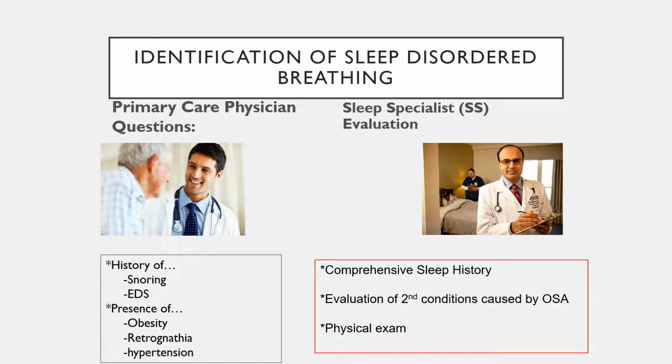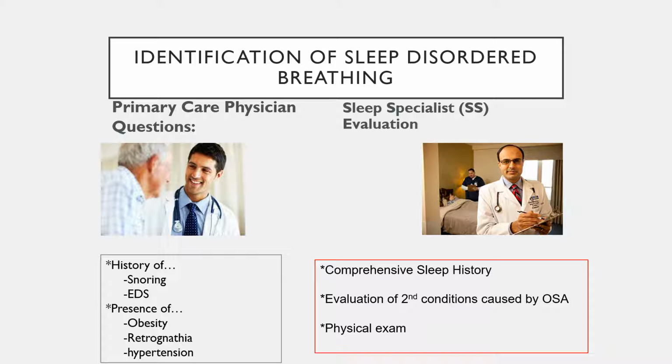They're also assessing for the presence of obesity, retrognathia, that's where they have a very small chin that is back towards their throat, and if they have hypertension. Those are all symptoms that correlate well with obstructive sleep apnea.